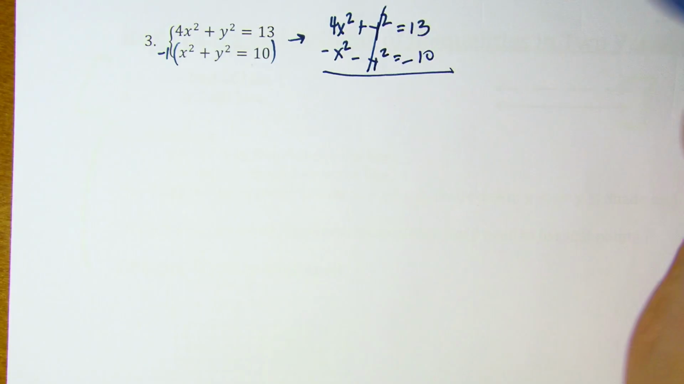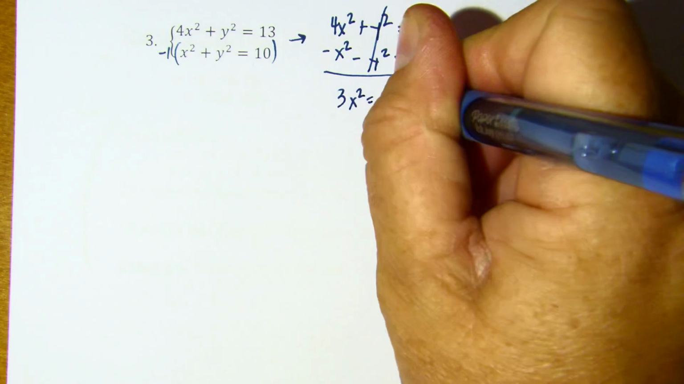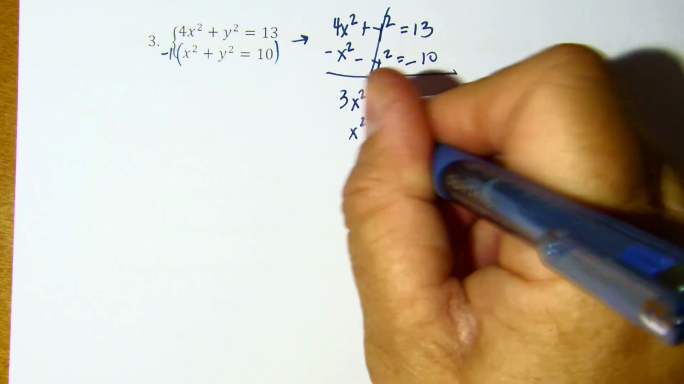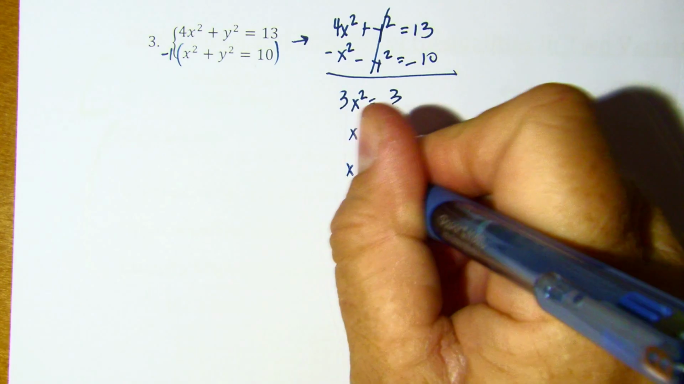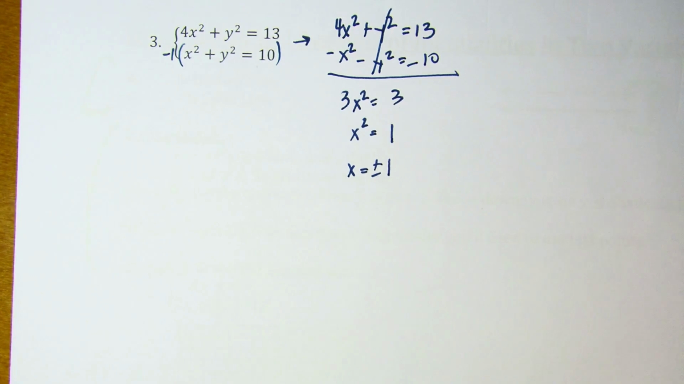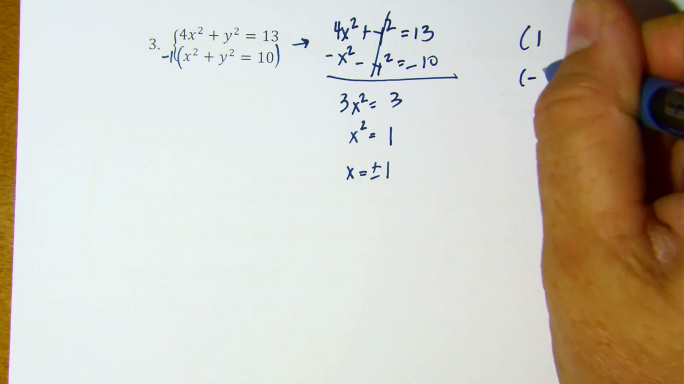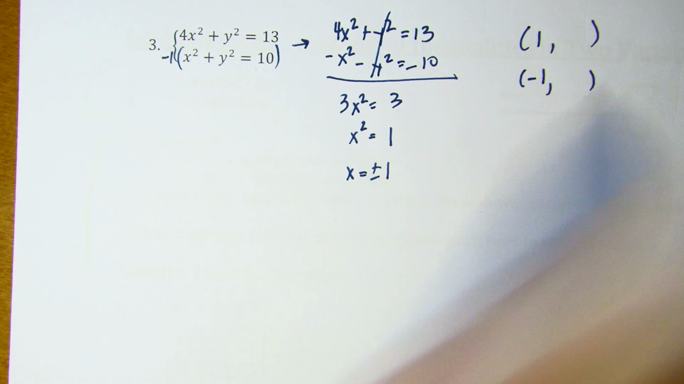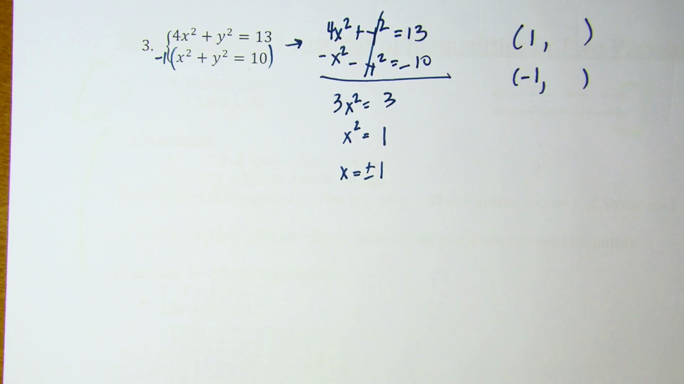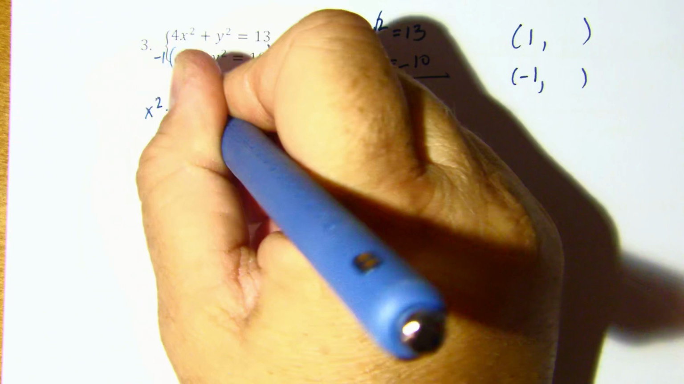The y squareds cancel out, and I have 3x squared equals 3. Dividing both sides by 3, x squared equals 1. Square rooting both sides, x equals plus or minus the square root of 1, which is 1. So from here, I have an x coordinate of 1 and an x coordinate of negative 1. So I can use either one of those equations to solve for y. I'm going to use the bottom equation, so I'm going to use x squared plus y squared equals 10.